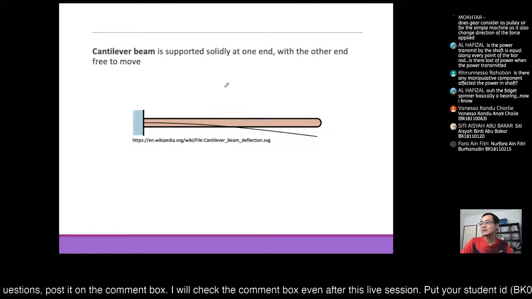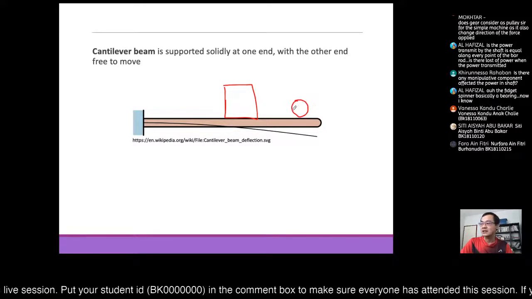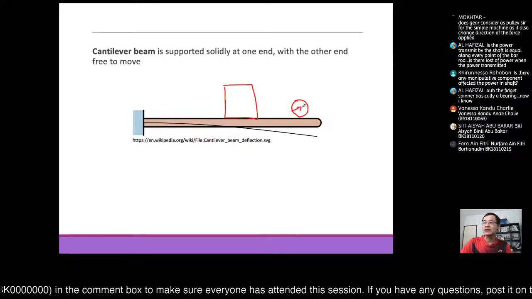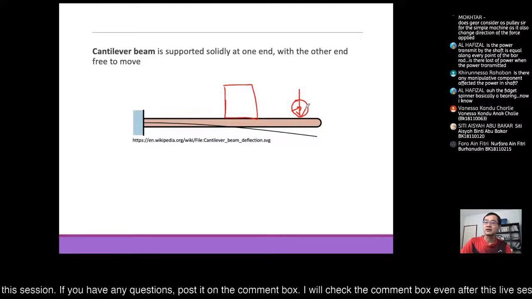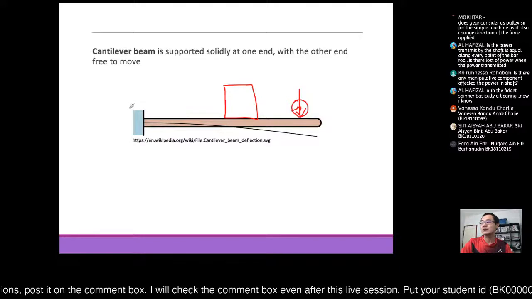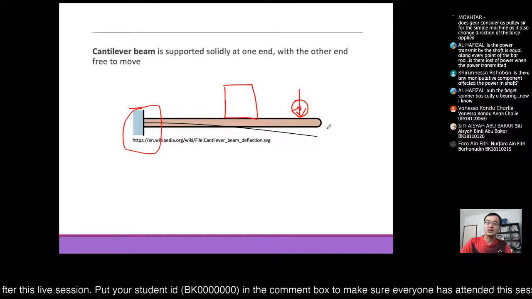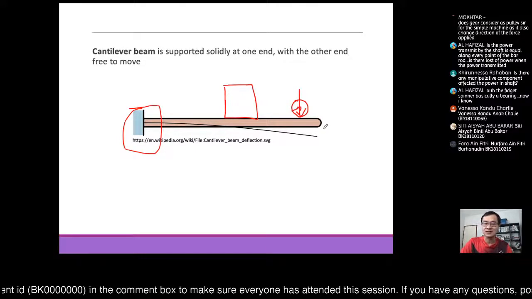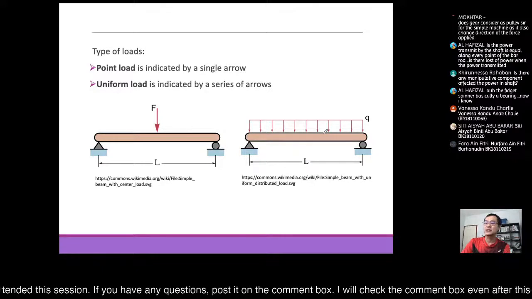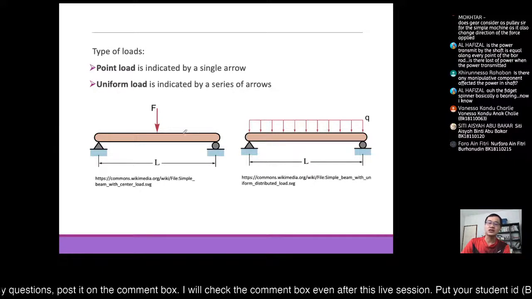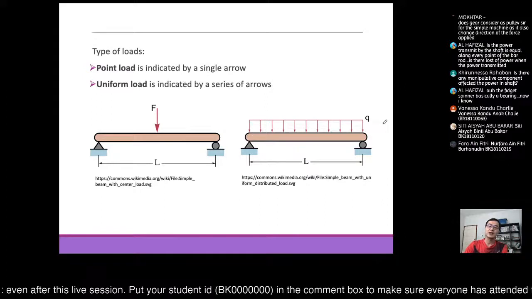Similarly, you may have machines or components, or maybe even a pipe transmitting oils, chemicals or whatever it is. So they are containing loads, and you can estimate the type of load acting on it. And this is the cantilever, which is supported at one end, and the other side is free to move, but we don't want it to move that much. We only allow a certain deflection. There are two types of load that we can apply: the point load type and the uniform load type. The uniform load type is represented by a series of arrows.